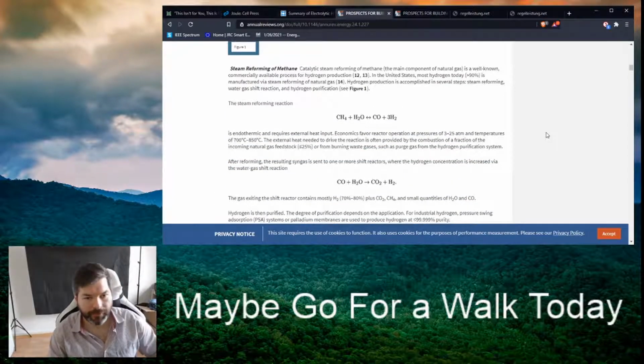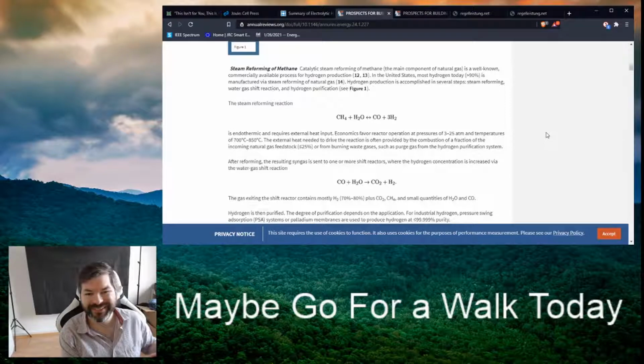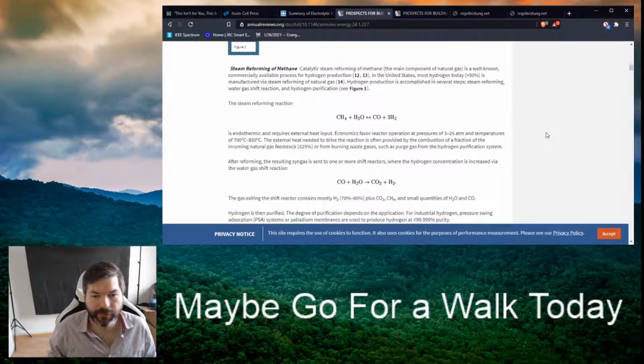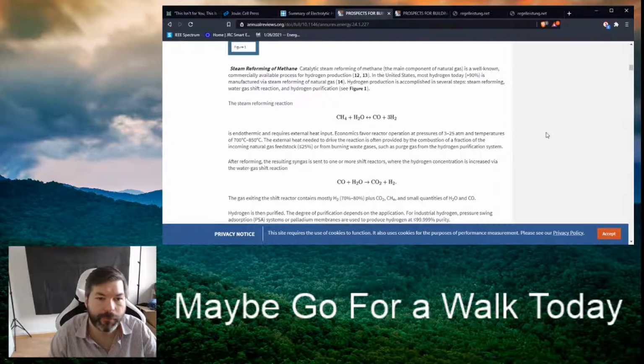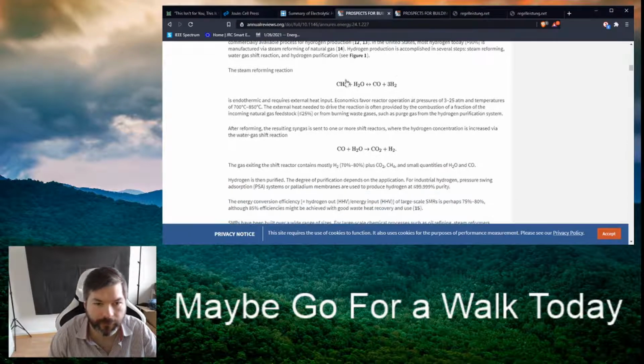Steam reforming of methane. Catalytic steam reforming of methane, the main component of natural gas, is a well-known, commercially available process for hydrogen production. In the United States, most hydrogen today, greater than 90%, is manufactured via steam reforming of natural gas. Hydrogen production is accomplished in several steps: steam reforming, water-gas shift reaction, and hydrogen purification.